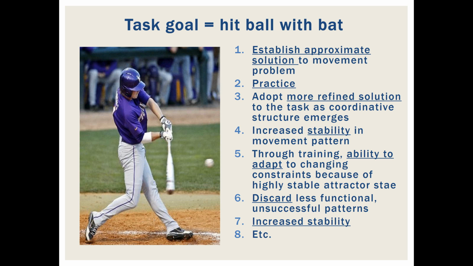All right, let's think about how someone could use the constraints-led approach to talk about a task such as hitting a ball with a bat. First of all, when someone for the very first time tries to hit that ball, they are going to establish an approximate solution to a movement problem. In other words, they're going to say, all right, if the ball is very close to me, that's when I start swinging the bat, etc. And that's going to result in some sort of basic coordination pattern in the beginning of practice.